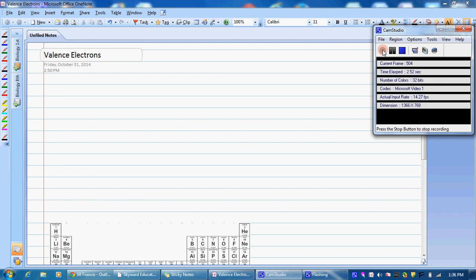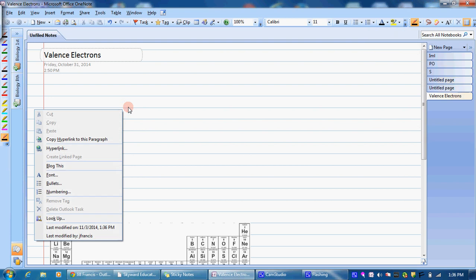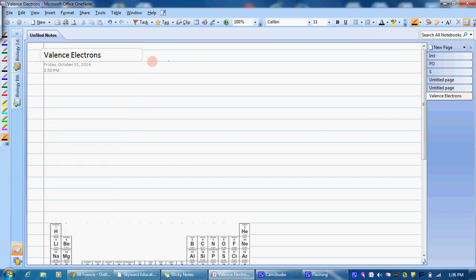Okay, we're going to cover a little bit about valence electrons. What we need to understand about valence electrons is that they are the electrons on the outer layer of our atoms. So for example, inside our atom, we would have our neutrons and our protons.